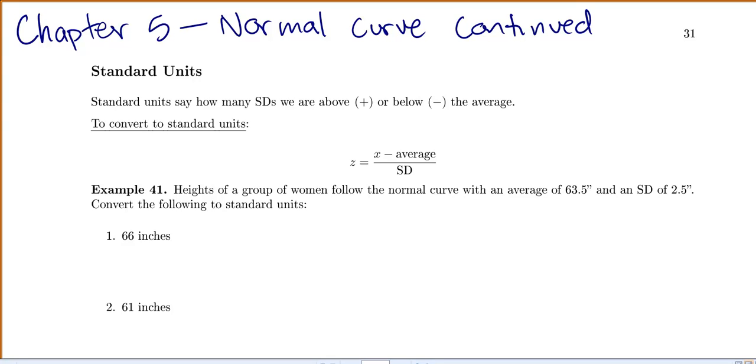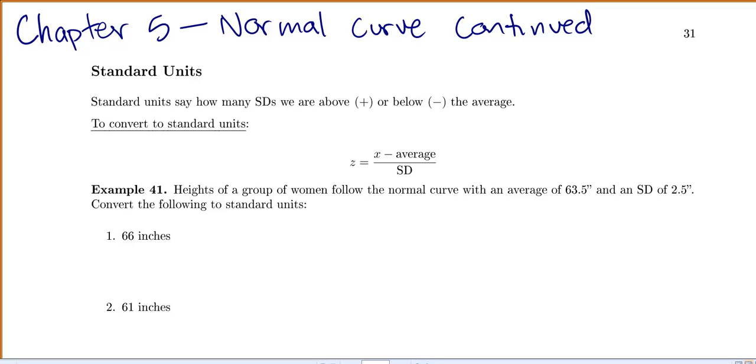This is Chapter 5, the normal curve, continued. We're going to talk about standard units. Standard units say how many standard deviations we are above or below the average. If we're above the average, it's positive. If we're below the average, it's negative.